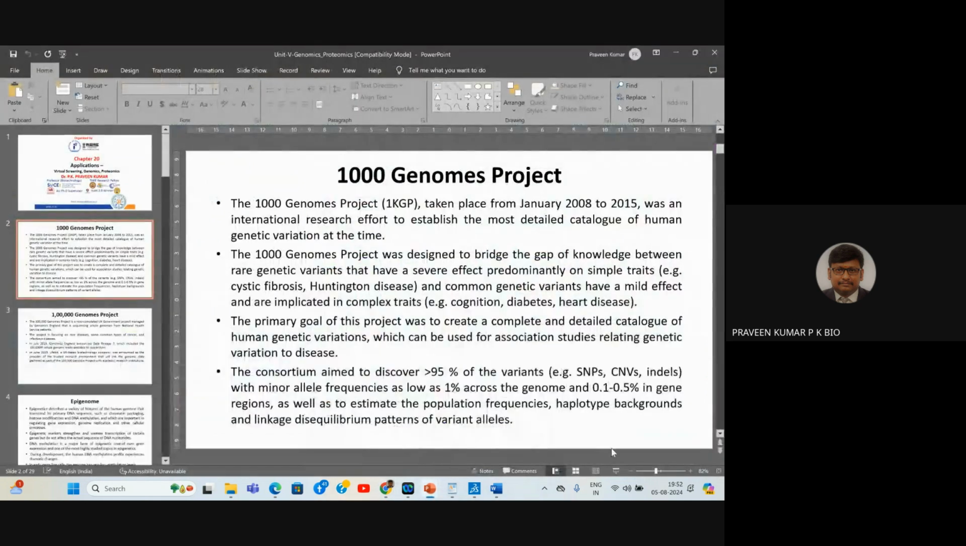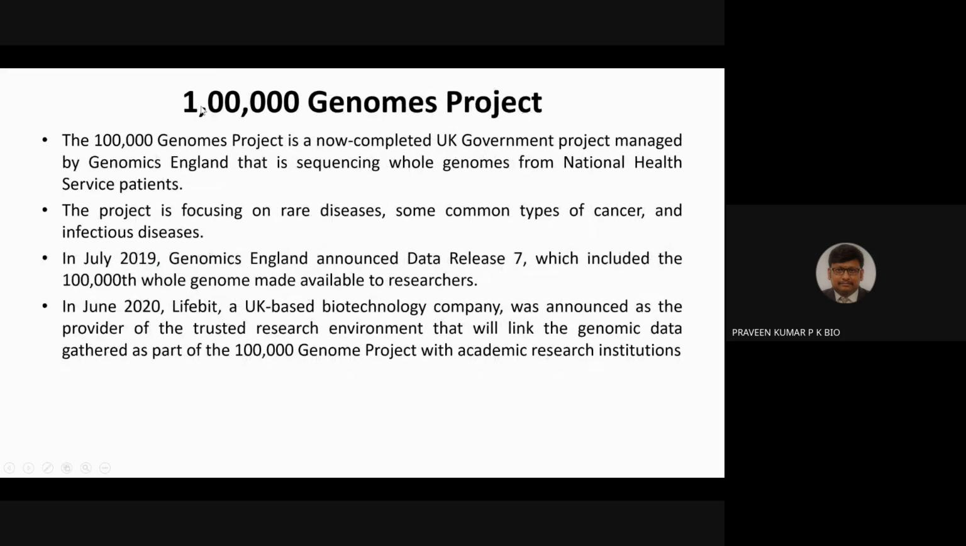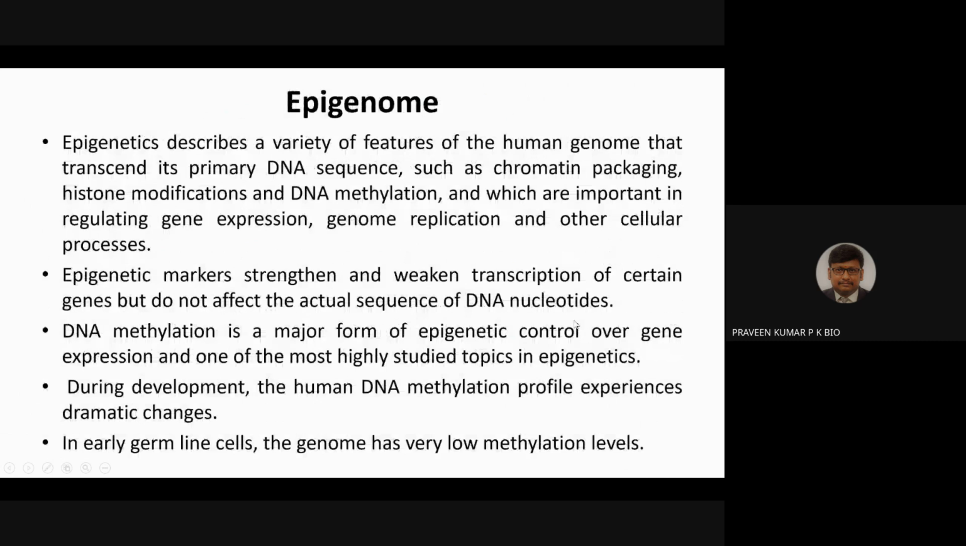So this is about whatever I mentioned. Generally, if you want to treat cystic fibrosis, Huntington disease, or even diabetes, heart disease, we could generally use the 1,000 genomes. The 1 lakh genome project, completed by Genomics England, was actually completed in 2019, not 2018. They announced it as data release 7, which included the 1 lakh genomes. In June 2020, Lifebit made this 1 lakh genome project publicly free for academic research institutions.